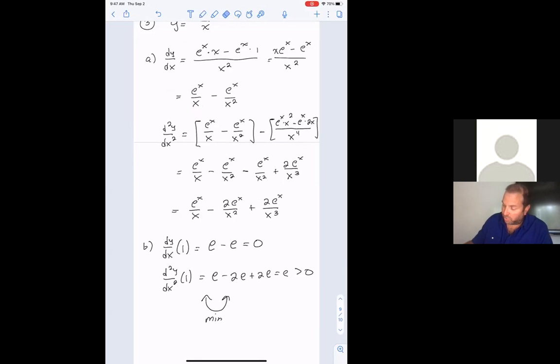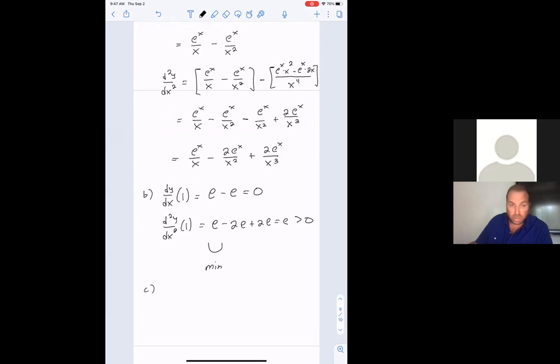I don't know why I wrote those arrows. I never do that. Just the shape looks like that. It's a minimum. C, prove that there are no points of inflection on the curve. That means there have to be no points where the second derivative is 0. Well, let's go back to the second derivative, which is this.